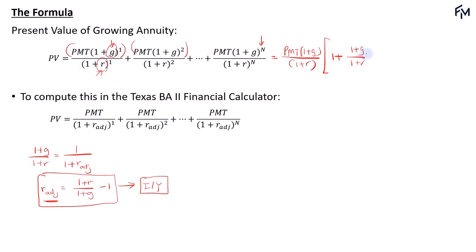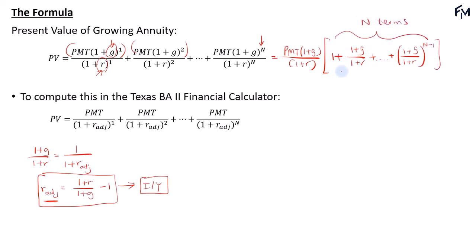The second term becomes (1 plus G) over (1 plus R) to the power of 1. And then we continue to do this until the last term, of course, which is (1 plus G) over (1 plus R) to the power of n minus 1. All in all, there are a total of n terms here.